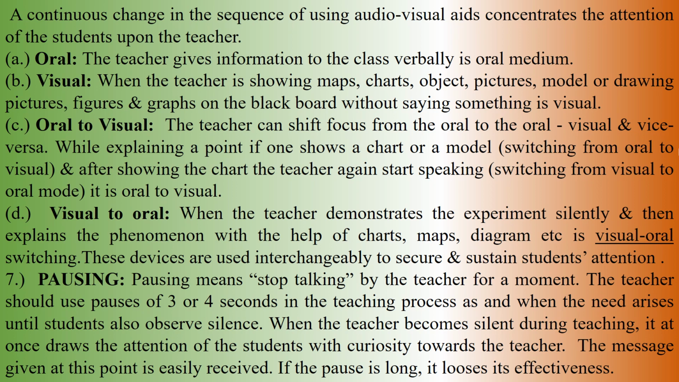Oral to visual: the teacher can shift focus from oral to oral-visual and vice versa. While explaining a point, if one shows a chart or a model, switching from oral to visual, and after showing the chart, the teacher again starts speaking, switching from visual to oral mode, it is oral to visual. Visual to oral: when the teacher demonstrates the experiments silently and then explains the phenomena with the help of charts, maps, diagrams, etc., it is visual-oral switching. These devices are used interchangeably to secure and sustain students' attention to the lesson.